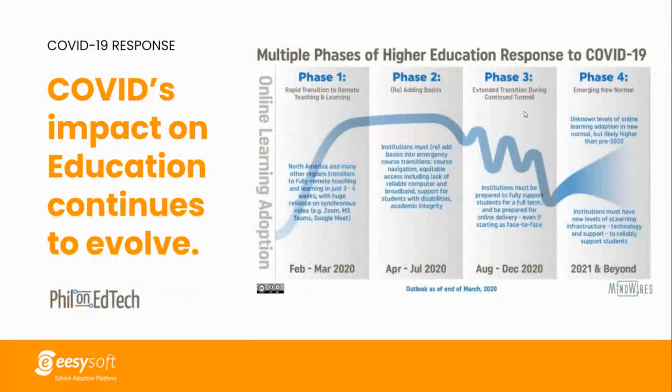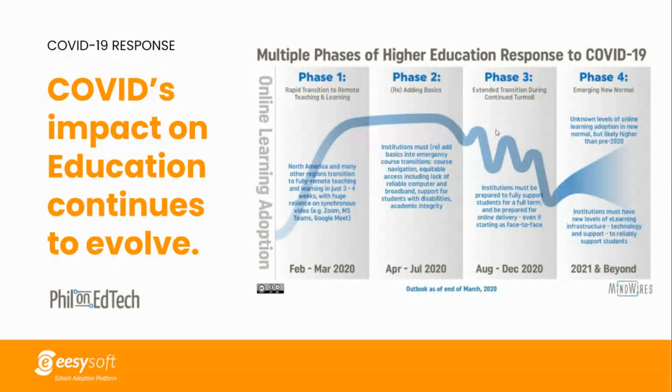And what I want to start with is kind of talking about COVID's impact on education and how this continues to evolve. So this is an image that I took from a post from Phil Hill at the very beginning of the COVID pandemic last year. And it takes a look at the potential impact of COVID on online education.